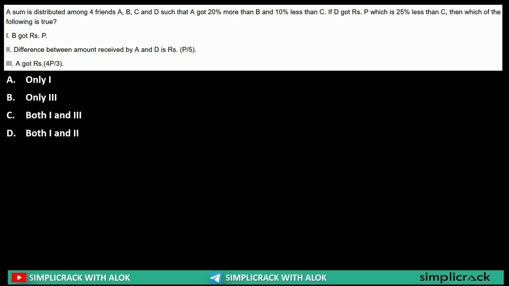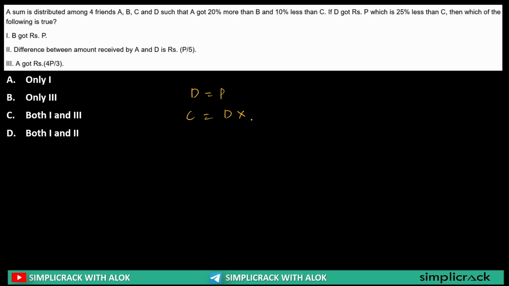Now see, D got the amount P, and we know whatever D got, it is 3 by 4 of C, whatever the amount D got.